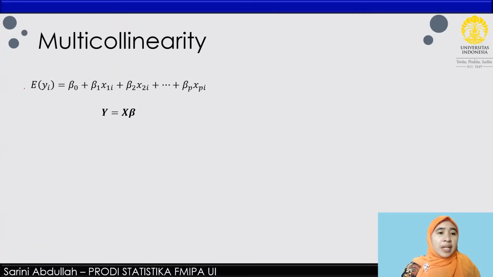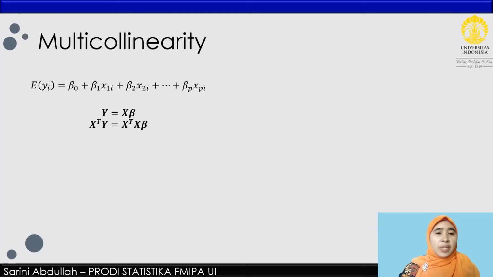We can rewrite this model in the form of matrix multiplication, that is y equals X beta, where y is the matrix of the response variable, X is the matrix of predictor variables, and beta is the matrix consisting of beta naught, beta 1, all the way to beta p. They are the regression coefficients. In order to use this model, of course, we want to know the value of beta, so we need to estimate beta naught, beta 1, all the way to beta p.